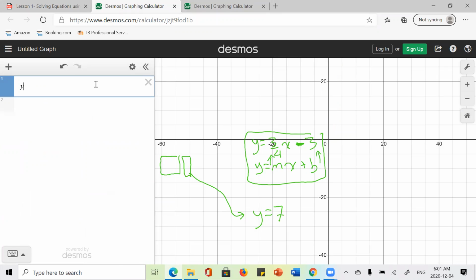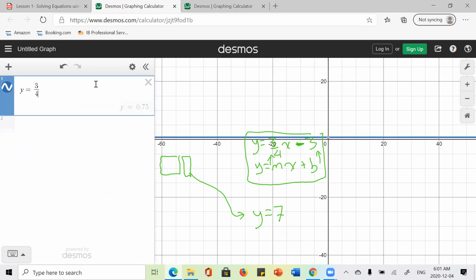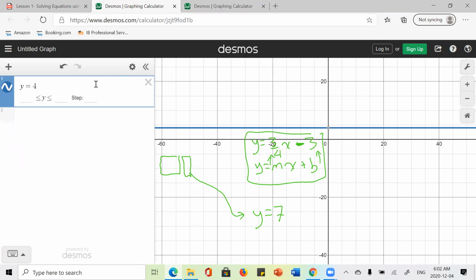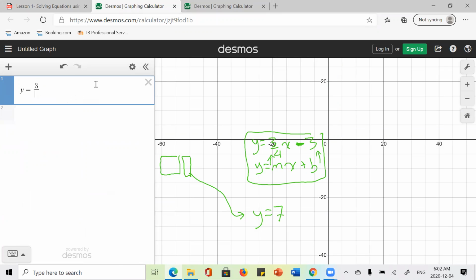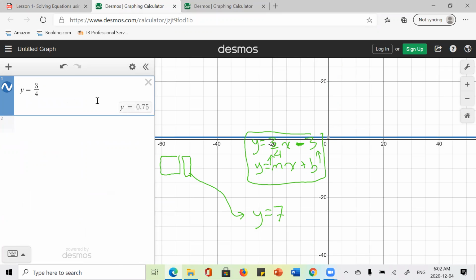I'm going to have y is equal to 3 over 4x. When you type this in, you're going to have to move your cursor to the right just one time. To get the equation, I'm typing in 3/4. When I put this little slash, this symbol right here, it automatically makes a fraction for me.